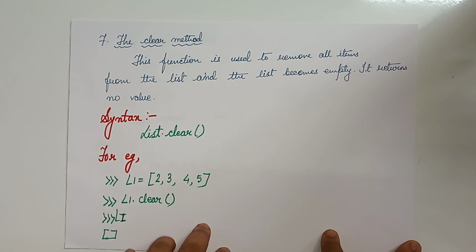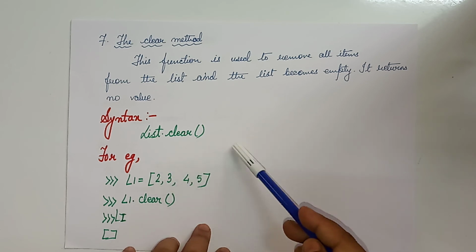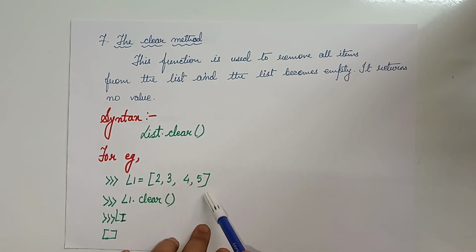Clear method: it is used to remove all items from the list and the list becomes empty. It returns no value. The syntax is list.clear. These are the contents of list1. If I apply the clear method, it will remove all the elements and list1 will become empty.